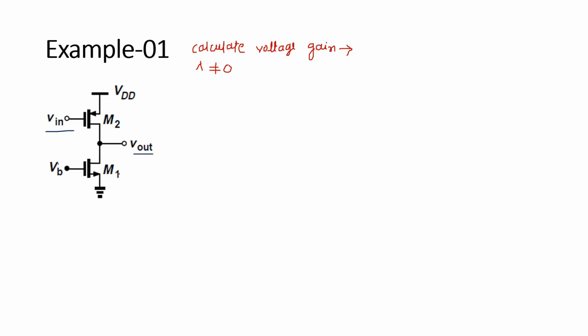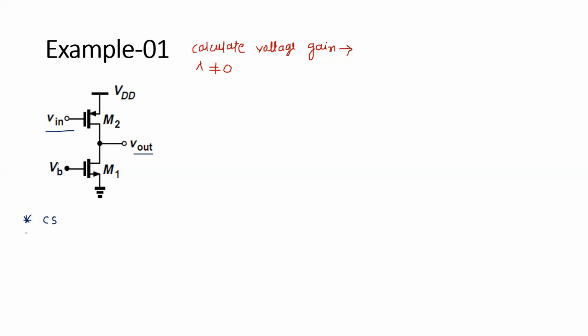If we carefully look at M2, it is a PMOS transistor where the input is at the gate and the output is at the drain. So it is the common source. First of all, we have to identify the topology. The topology is common source because the output is taken from the drain.